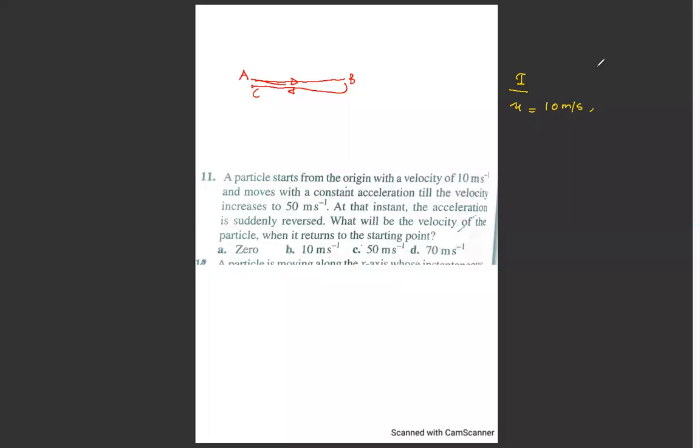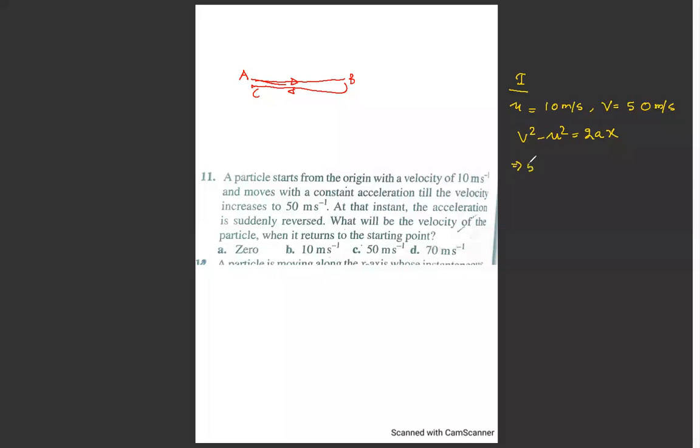Final velocity is equal to 50 meter per second. Acceleration we don't know, but the displacement, okay, fine. So let me write it down, v square minus u square equal to 2ax, right? Because in this part the body is accelerating and it is moving in the forward direction. So both a and x are going to be positive, right?